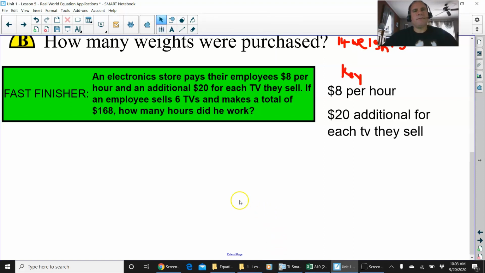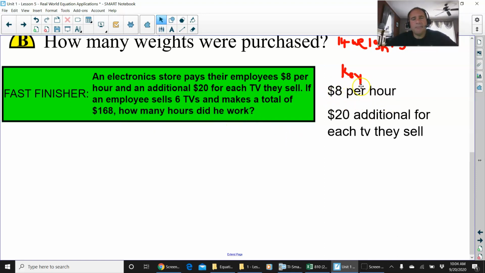All right, so very tricky question, and the reason why I wanted you to do this, sometimes I'll skip the fast finishers, but this one is a pretty good one. It says an electronics store pays their employees $8 per hour and an additional $20 for each TV they sell. If an employee sells 6 TVs and makes a total of $168, how many hours did he work?